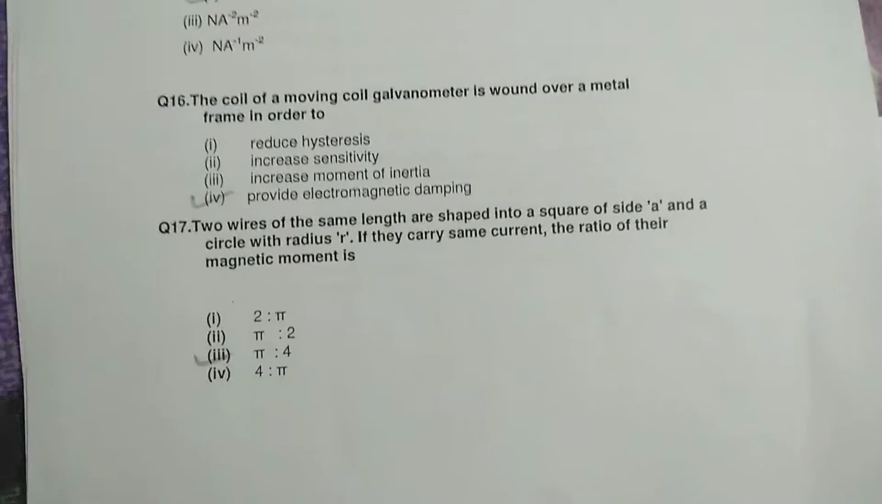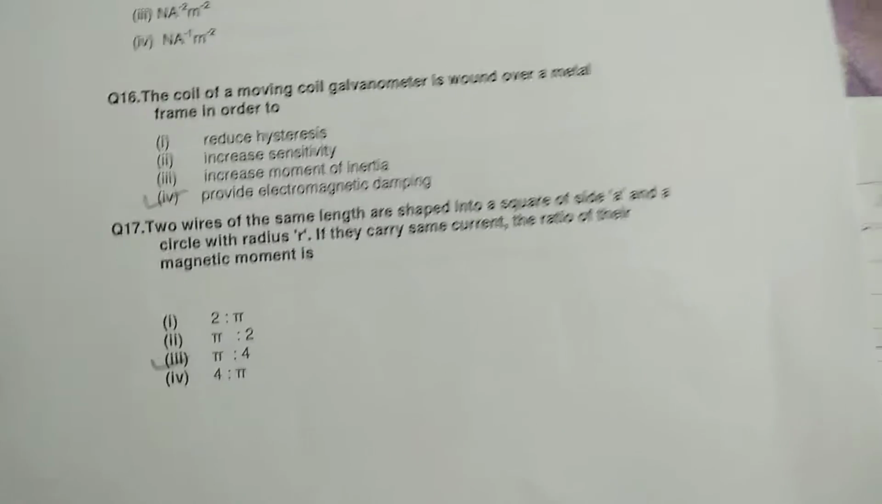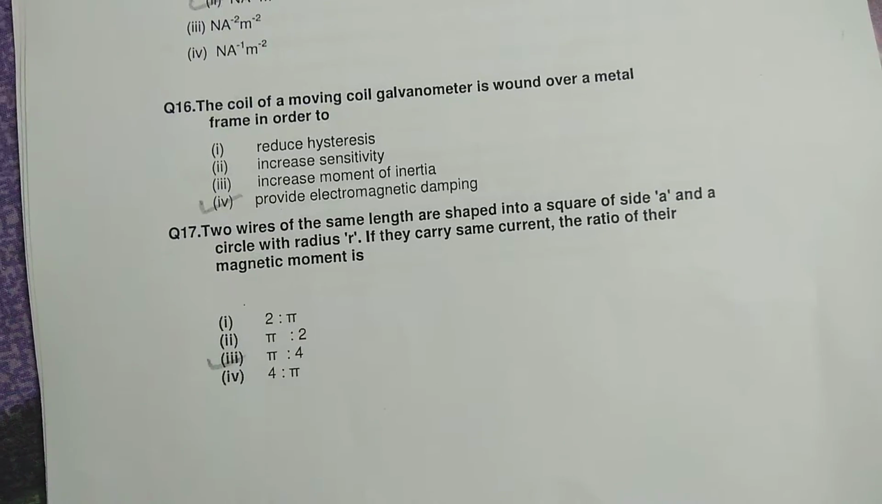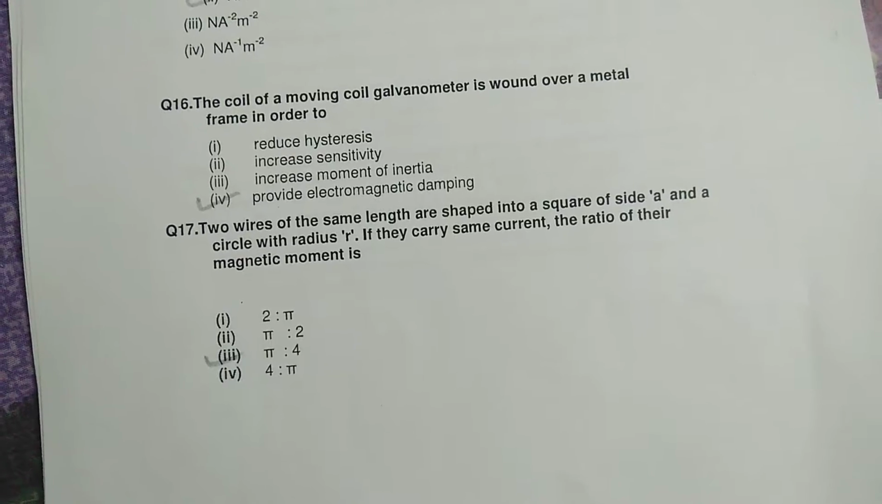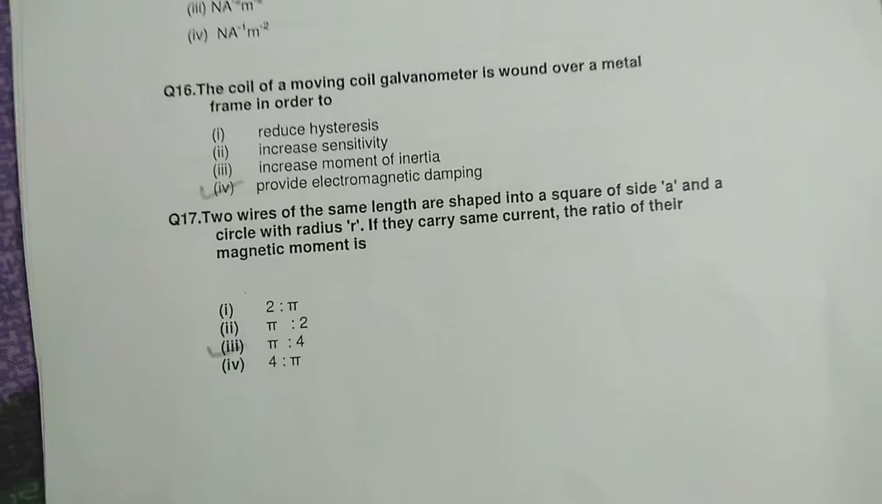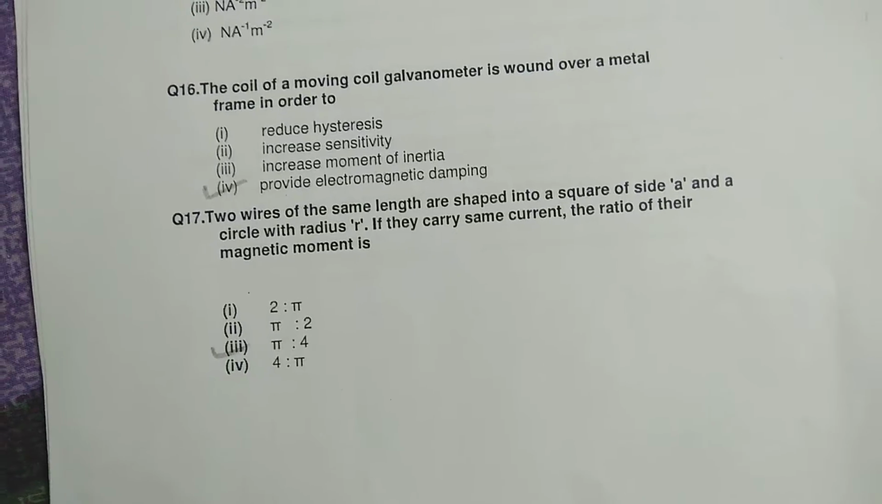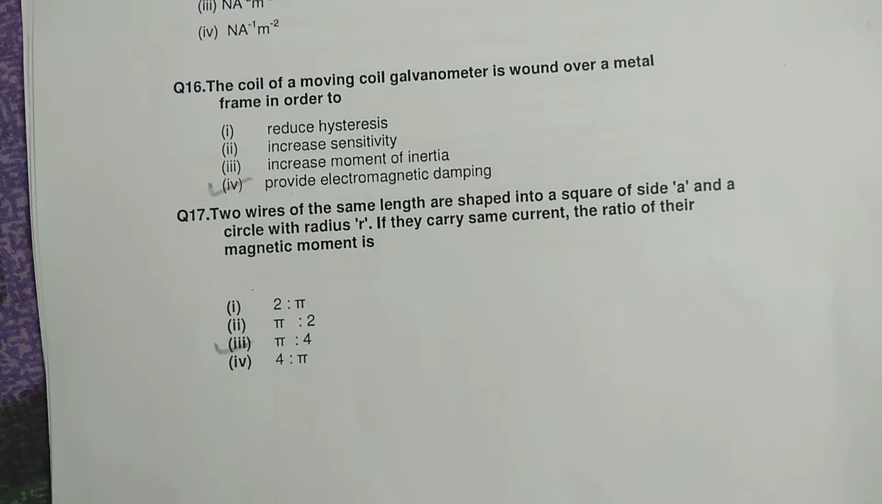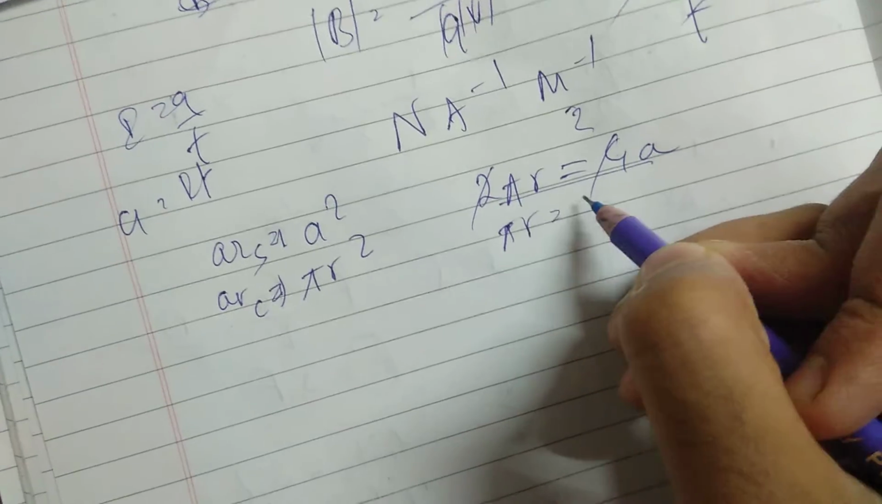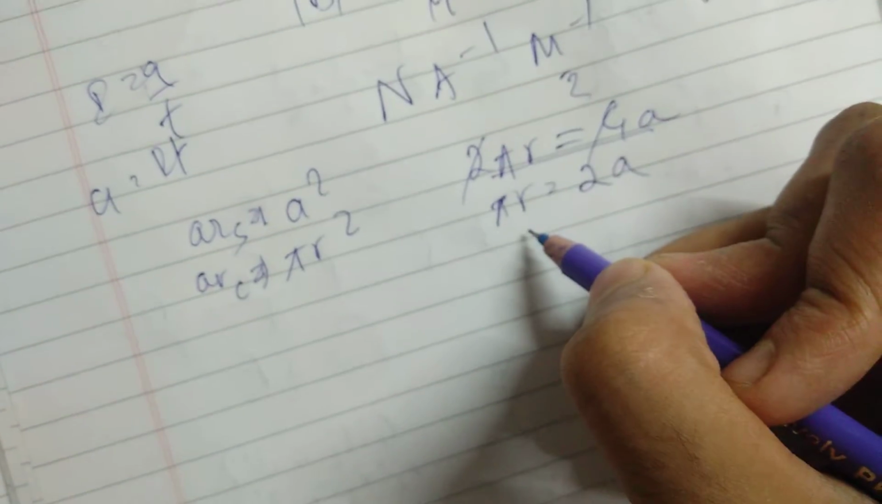Next is 2 wires of the same length shaped into a square of side A and a circle with radius R. So area of square will be A square, area of circle will be pi r square. Now they have the same length, that means the circumference of the circle 2 pi r will be equal to 4a, because same length. So that means pi r equals 2a. So from here we can see what they've asked.